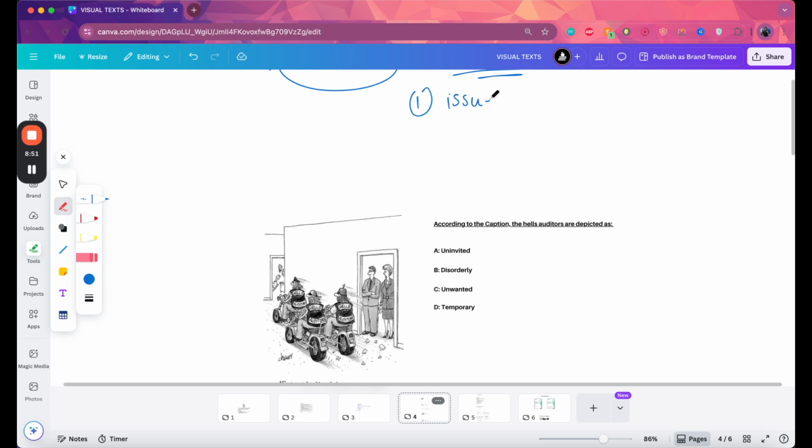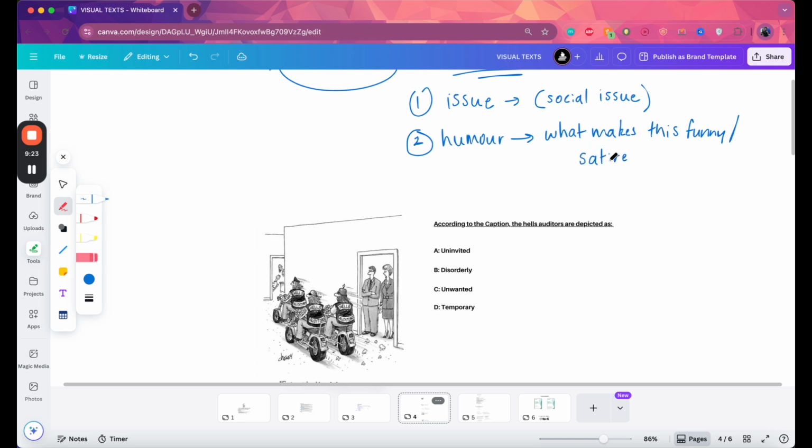The first thing I would look at with the cartoon is the issue. This could be the social issue that they're trying to discuss, that they're trying to showcase in this particular cartoon. And the second one would be the humor. Like, what makes this funny? Or what is the satire? What is it trying to critique?